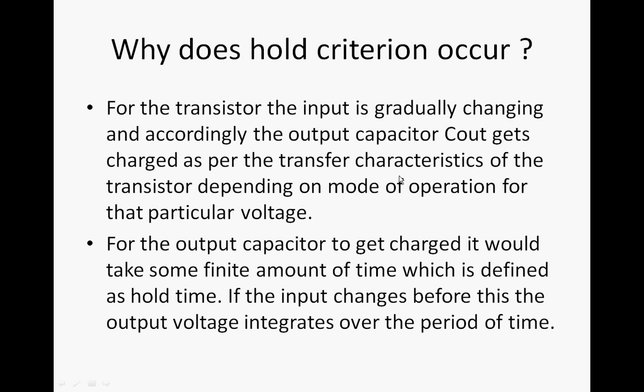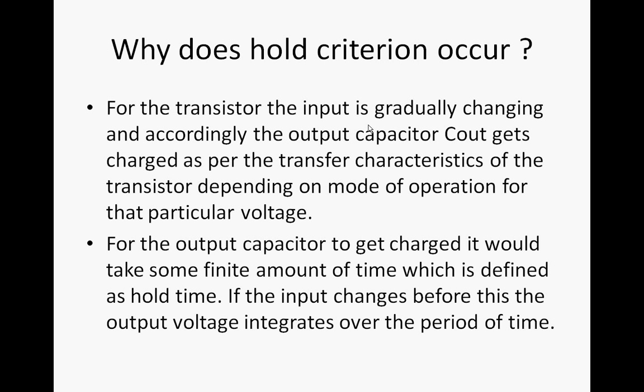So why do we need the hold criterion? If a transistor input is gradually changing, the output of the transistor would change accordingly, right? The output would change according to the defined transfer characteristics of the transistor. Say it's a current controlled current source, a BJT, the output current would be a linear amplification of the input current.